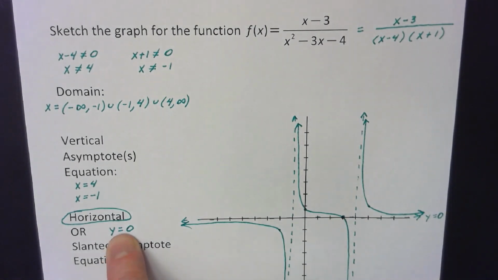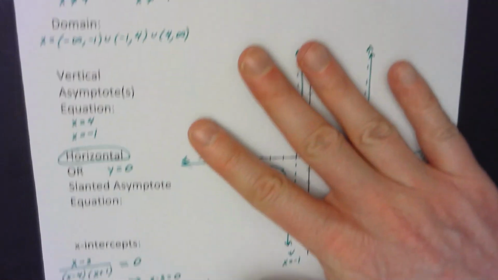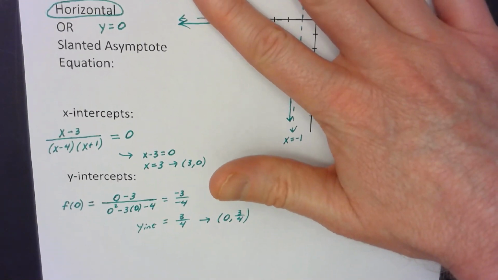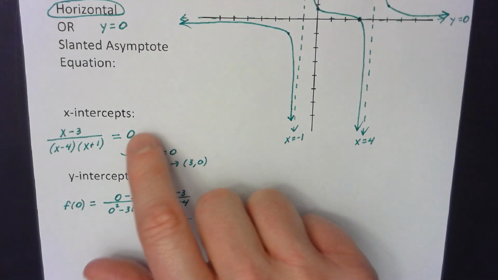Now, before you start worrying about the graph, you really should go ahead and do all of this work beforehand. So I'll say, okay, yes, I've found my horizontal asymptote at y equals 0. I know there is no slant asymptote.